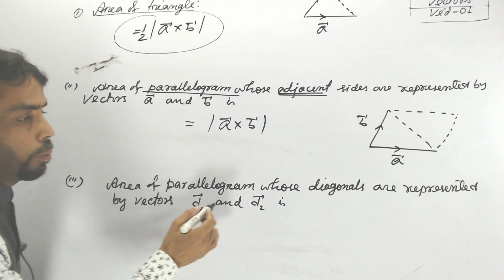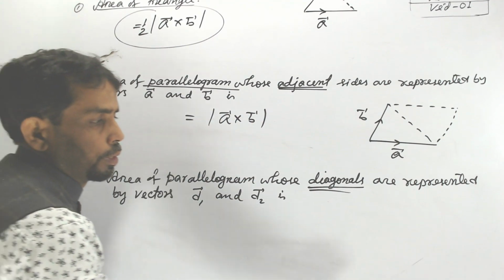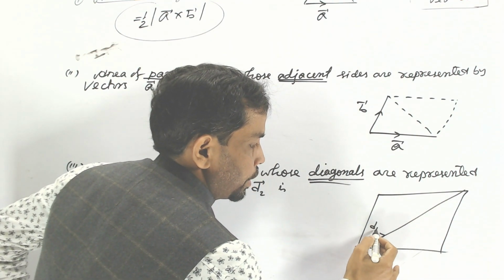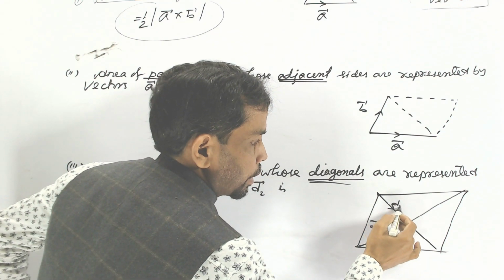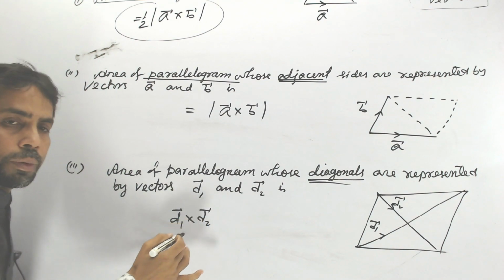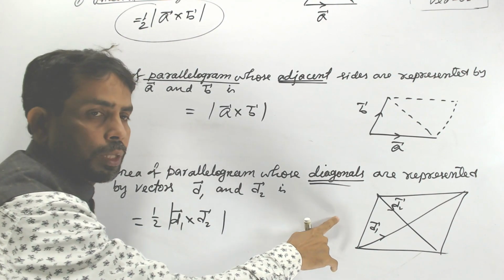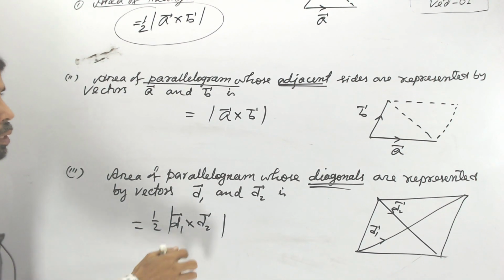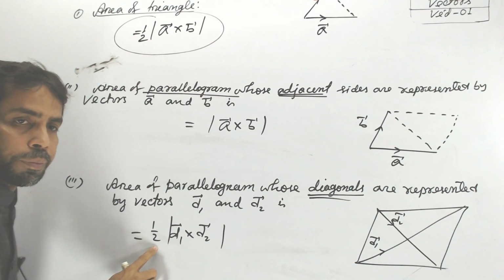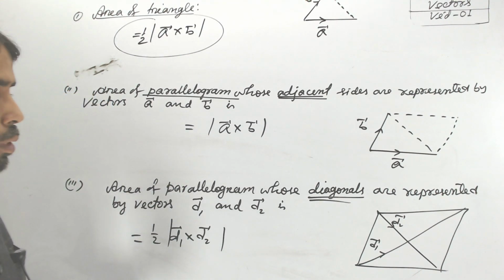Then the area of a parallelogram whose diagonals are given. Here, earlier it was adjacent sides, but in this case diagonals. So we will draw a parallelogram in which the diagonals are represented by one vector D1 and another vector D2. Then again in the same way we will find the cross product. Two vectors given, we find their cross product, find its magnitude and multiply by half. That will give the area of the parallelogram when the diagonals are given. So you can see, compare: in the area of a triangle formula half is there, in the area of a parallelogram with diagonals also half is there, and in the area of a parallelogram with sides half is not there. So these are some applications of cross product on vectors.